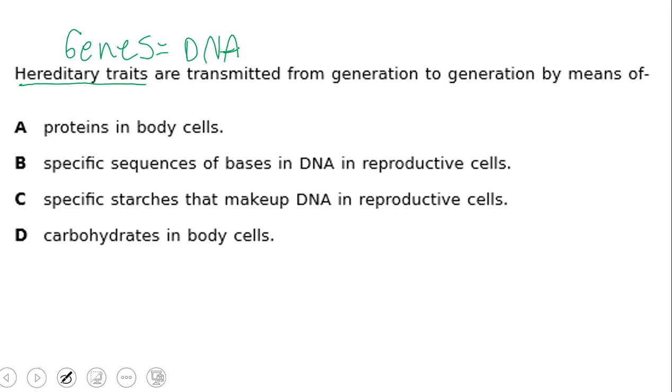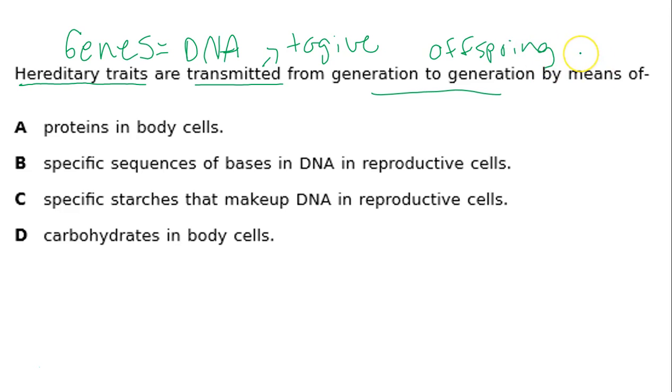And then it says that they're transmitted, so that just means going from one generation to the next. So transmitted means like to transfer or to give. So what this means is we're taking our DNA and we're giving it to the next generation or giving it to the offspring, which is a word you should be familiar with. So we want to know how this happens. So how do we give our DNA to our children? That's basically what the question is asking us.